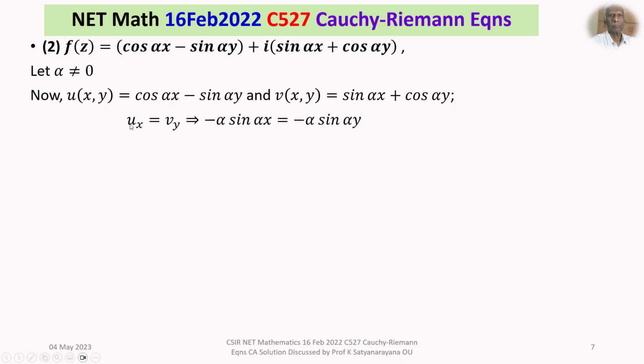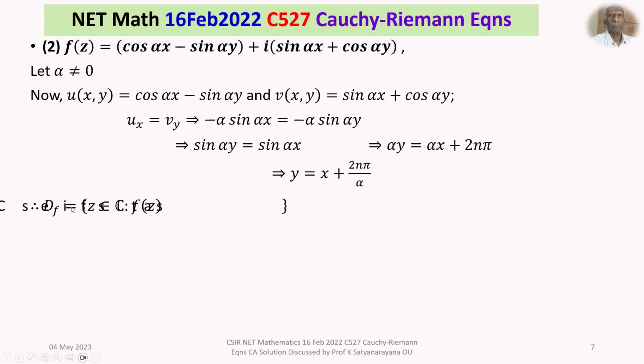So u_x, the partial derivative of u with respect to x, is equal to v_y, the partial derivative of v with respect to y. That is, u_x is the derivative of cos αx, which is −α sin αx, and the derivative of cos αy with respect to y is −α sin αy. And that will imply sin αy is equal to sin αx. That will imply αy is equal to αx + 2nπ, where n is a set of integers. This implies y is equal to x + 2nπ/α.